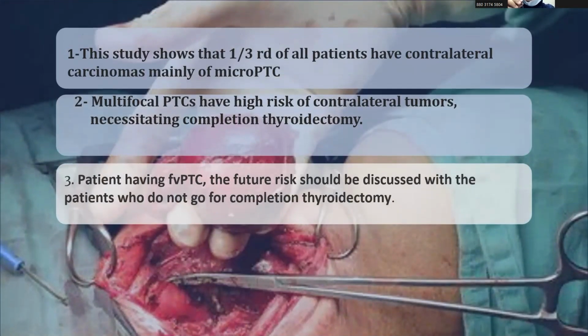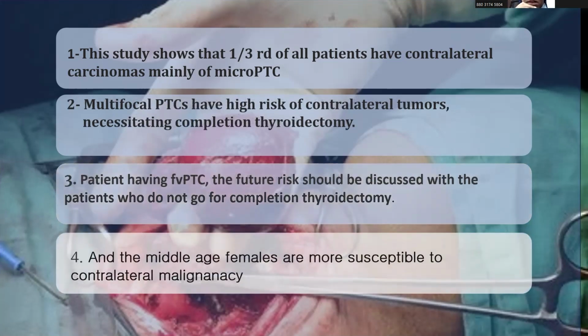The study shows that 1/3 of all patients have contralateral carcinomas, mainly of micropapillary thyroid. Multifocal papillary thyroid cancer has a high risk of contralateral tumors, necessitating completion thyroidectomy. In patients with follicular variant of papillary thyroid cancer, the future risk should be discussed with those who do not go for the completion thyroidectomy.